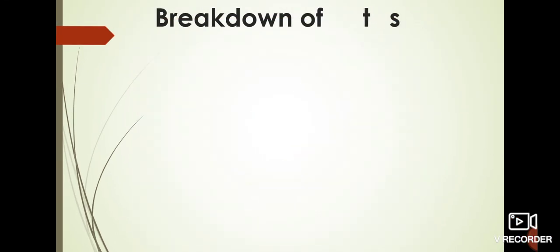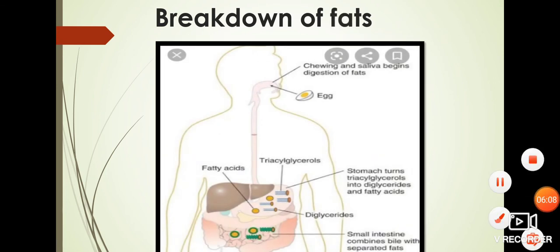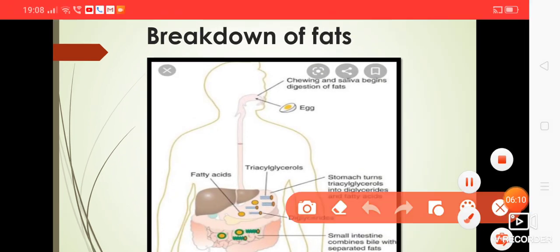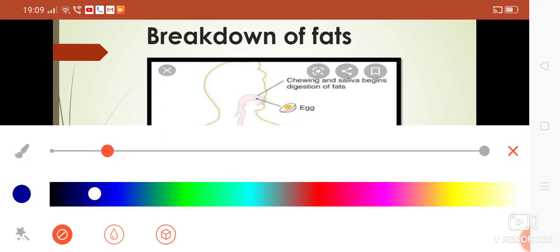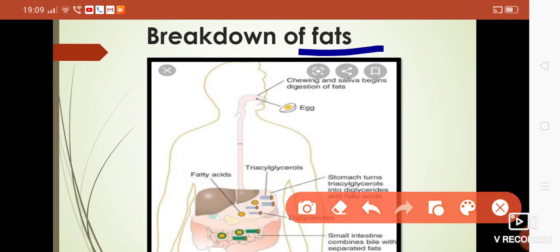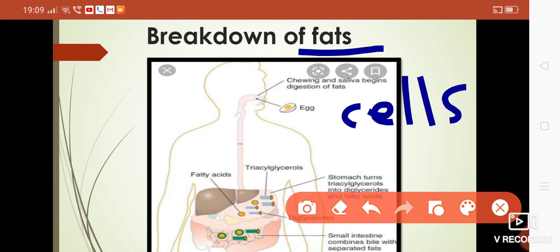Next, we will learn about the breakdown of fat. What is fat? Fat will also give us energy like carbohydrates, but it will give a greater quantity of energy. Fat will break down inside the cells and generate energy. The fatty acids are released into the bloodstream and carried to the tissues.